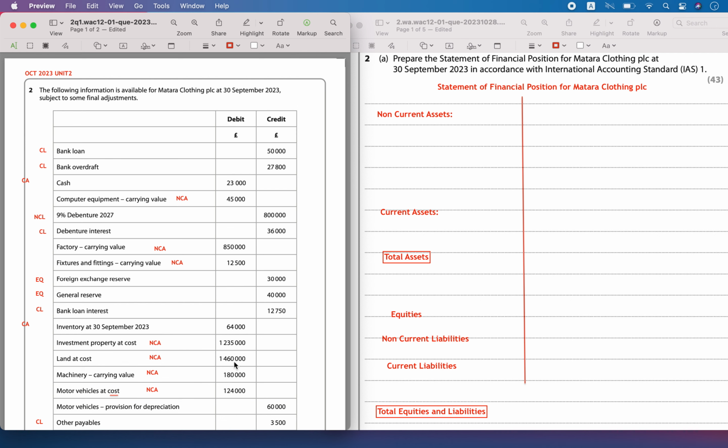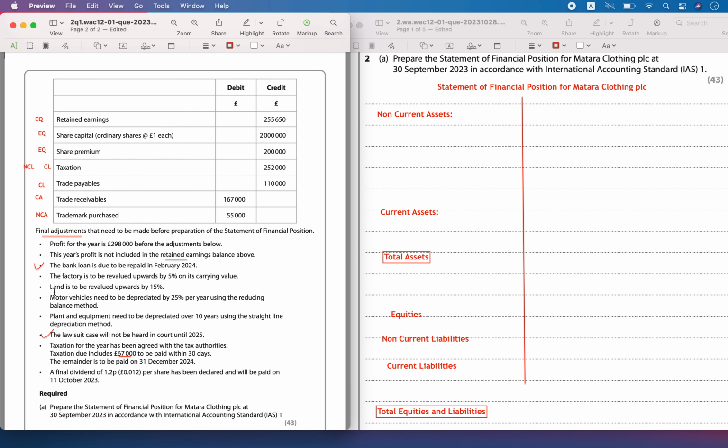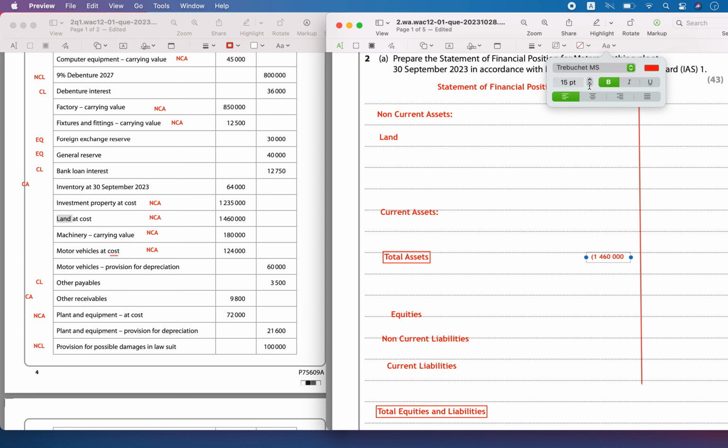Land at cost. Okay, the land at cost is this much, 1,460,000. But here you have to see that there is some additional information. Land is revalued up by 15%. It is going to be valued up by 15%.